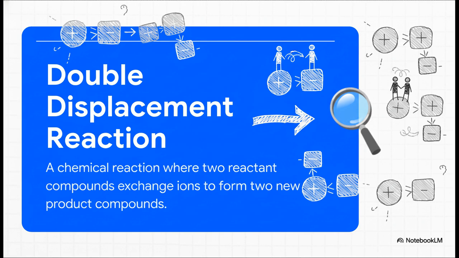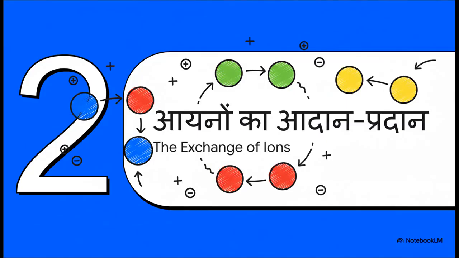So picture it again. You've got two couples. Each couple has a positive ion and a negative ion. In this reaction, they just trade. The positive from couple A goes with the negative from couple B and vice versa. And poof, two new couples. It's really that straightforward.